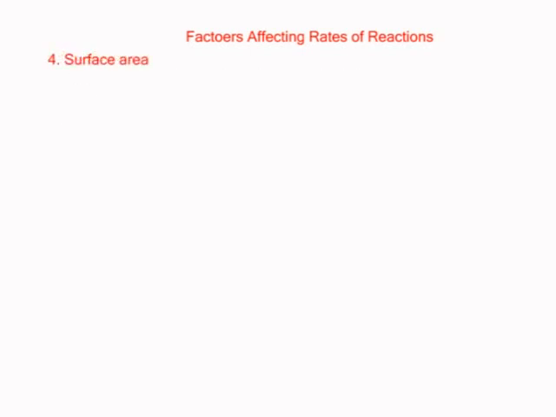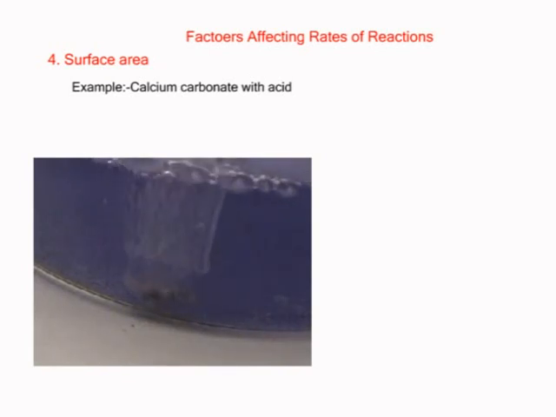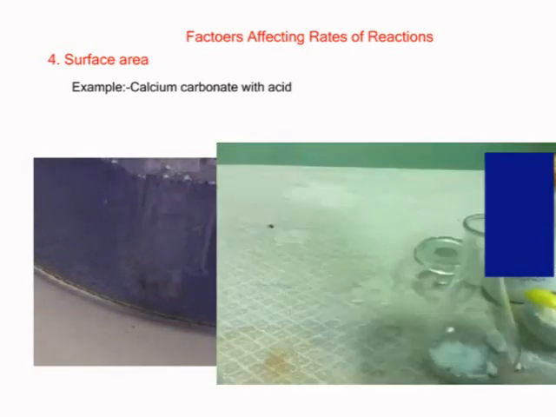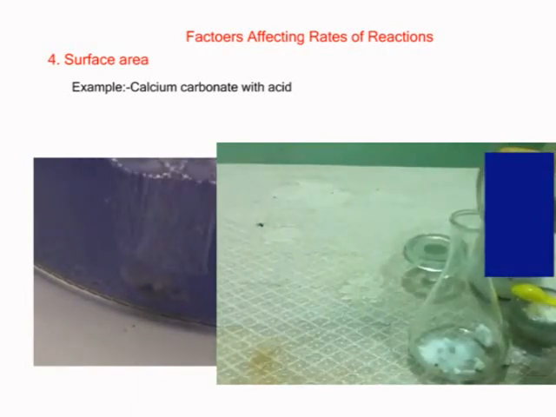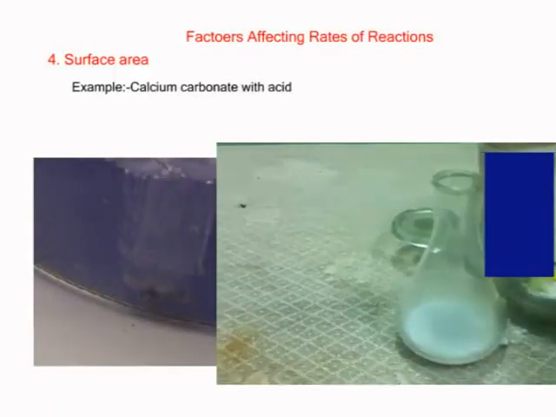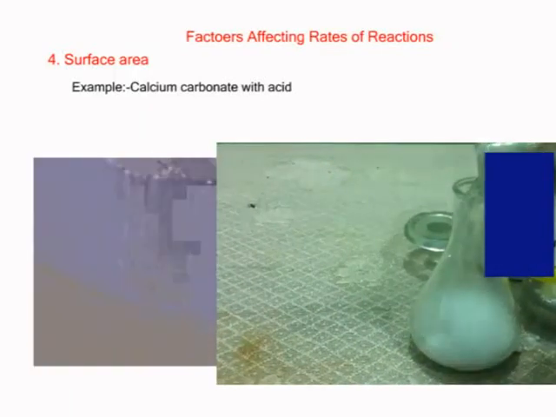The next factor is surface area. Suppose I reacted a marble chip, that is calcium carbonate, with hydrochloric acid. Now you realize in this experiment a stream of bubbles is seen as carbon dioxide is generated. Now, however, if I take the same marble and ground it into fine powder and again react it with hydrochloric acid, this time you realize the reaction is now more vivid as effervescence is seen.